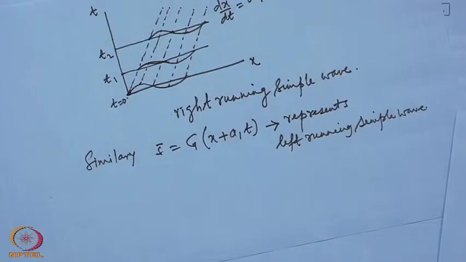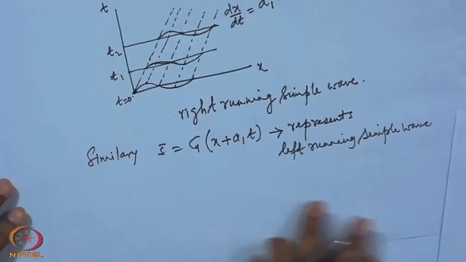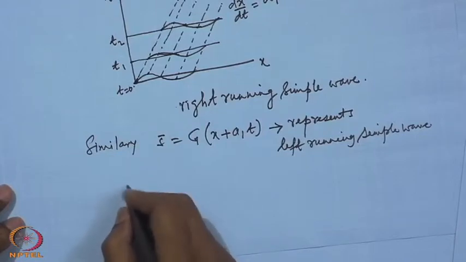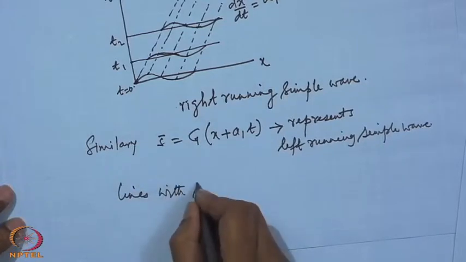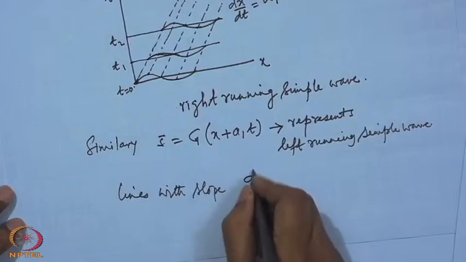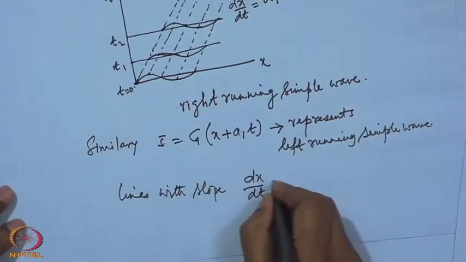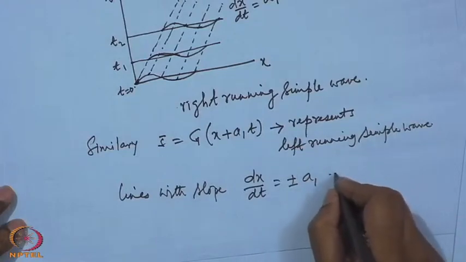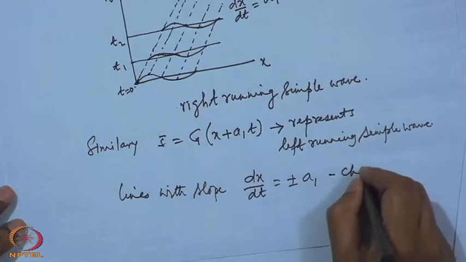The lines in the x t plane which trace the progress of the wave, that is the lines with slope dx dt equal to plus or minus a 1, are called the characteristics of the wave equations. That is, lines with slope dx dt equal to plus minus a 1 are characteristics of the wave equation.